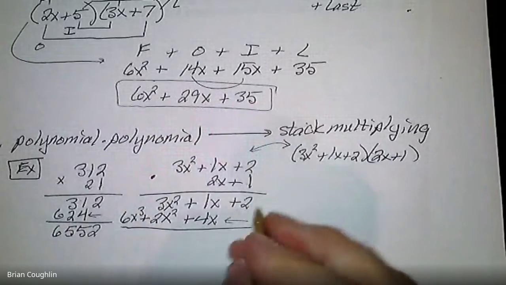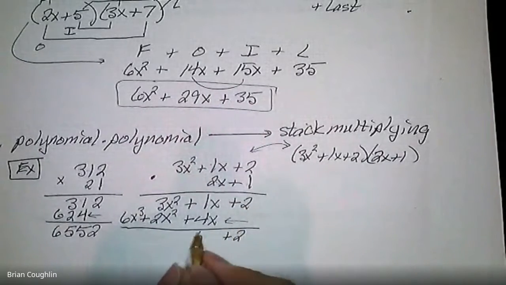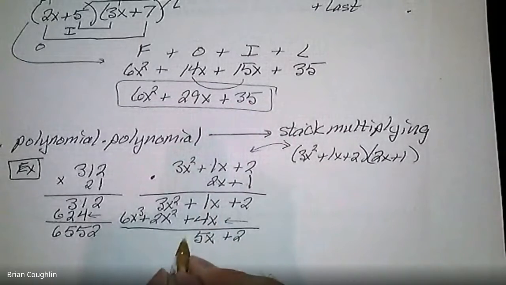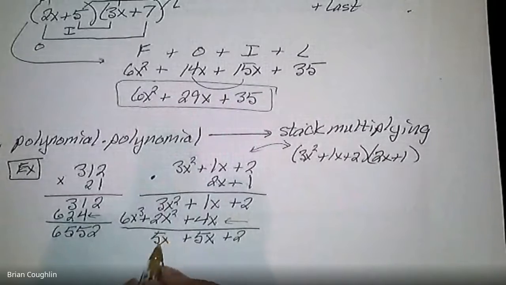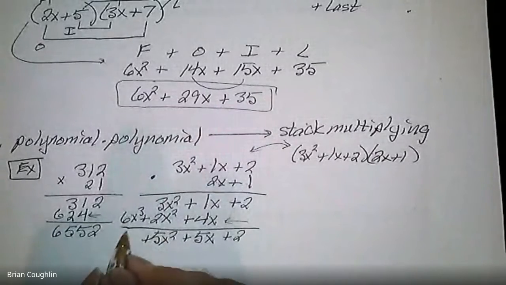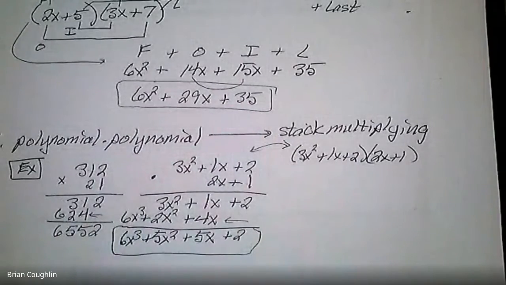Let's draw a line. Let's add them up. 2 plus nothing is 2, plus. Then 1x plus 4x is 5x, plus 3x squared plus 2x squared is 5x squared, plus, and then just plain old 6x to the third. And there's your answer. Okay?